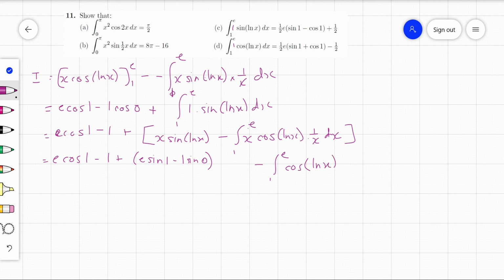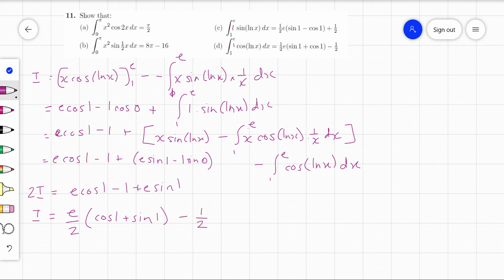Now that hopefully was our original integral, so we can add it to the other side and say two lots of the integral gives us e cos 1 minus 1 plus e sine 1, and then we know sine 0 is 0. All right, so we again factorize by the two terms with e and divide by the 2. So we've got cos 1 plus sine 1, and then we've got minus a half. Hopefully, yep, that's what we're looking for. Excellent. Hope that helps.